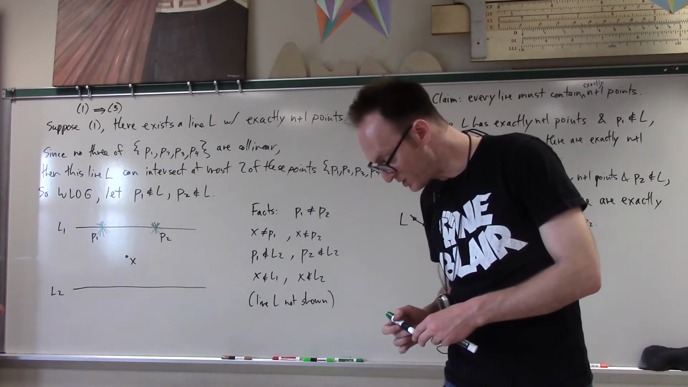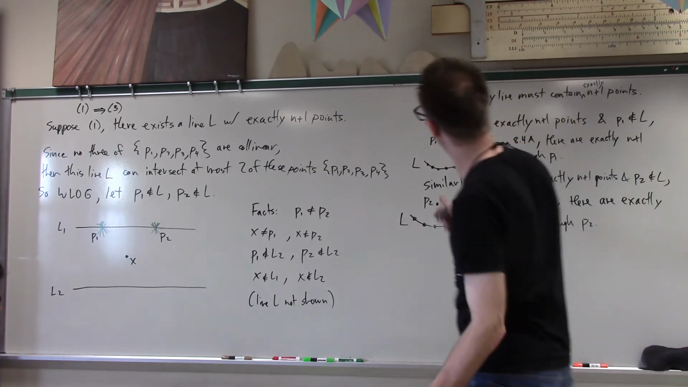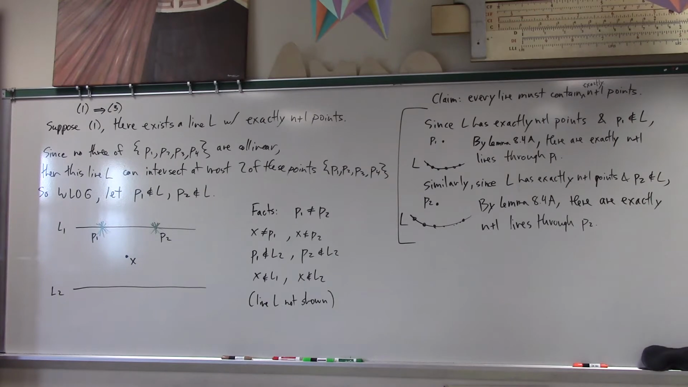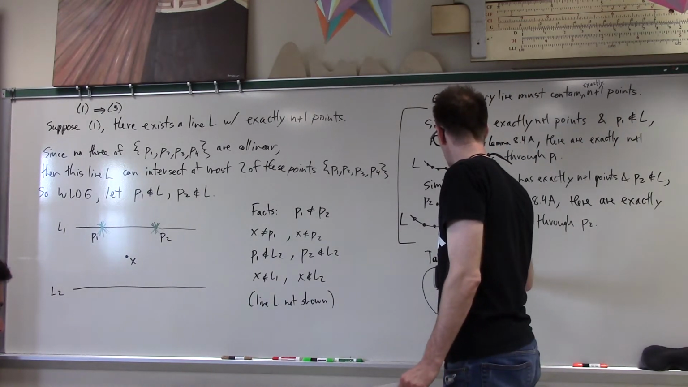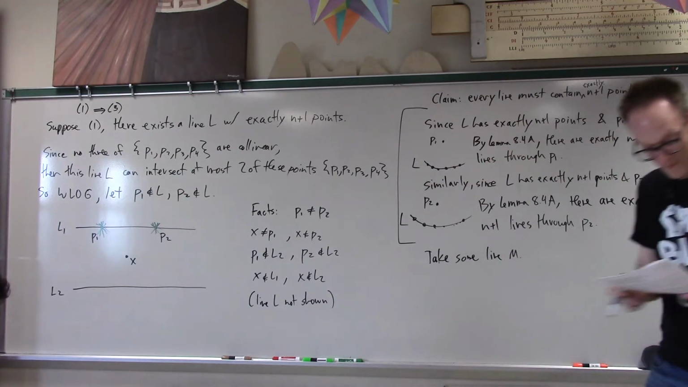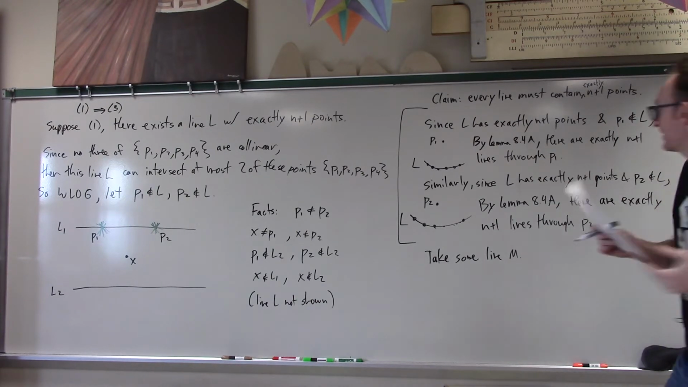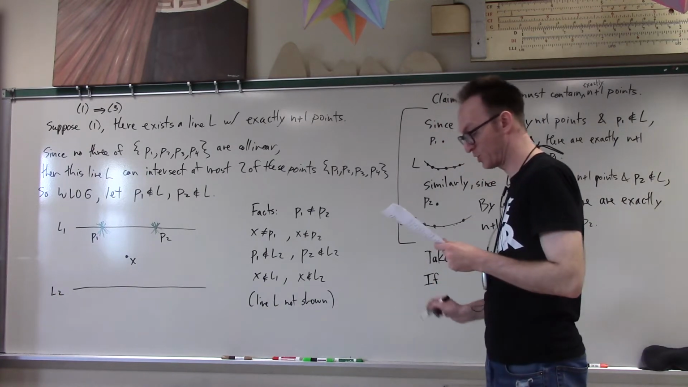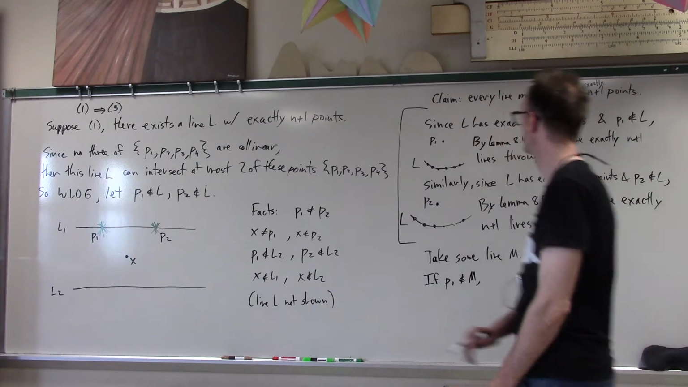Okay. Well now, take some new line M. Now I'm going to prove that every line has n plus 1 points on it. Take some line M. Why must M have exactly n plus 1 points? Well, there are some cases, right? First, let's suppose that P1 is not on M.